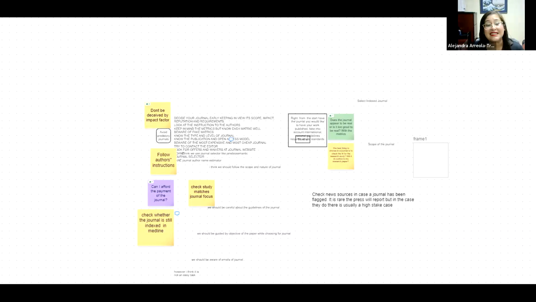Check whether the journal is still indexed in Medline. Medline particularly has a very small pool of journals, I think about 5,000, compared to Science Direct, which is above 20,000. So if the journal claims to be indexed in Medline, then it should be. You should be able to find it on Medline's website.